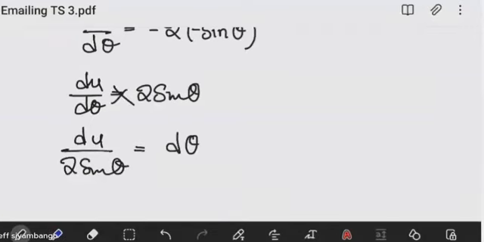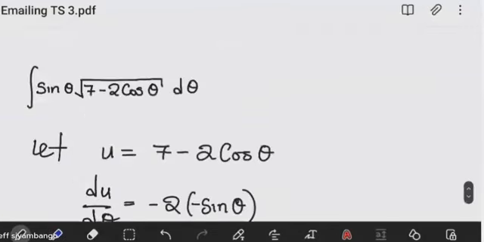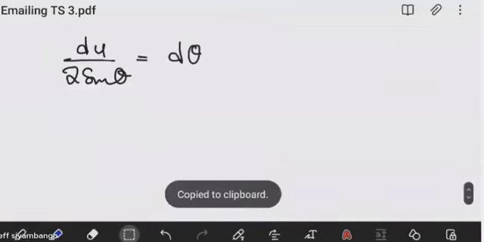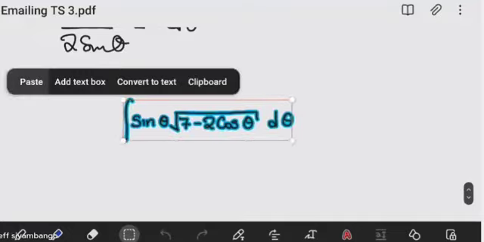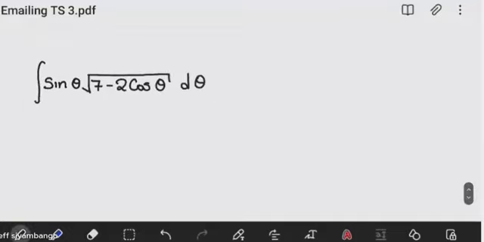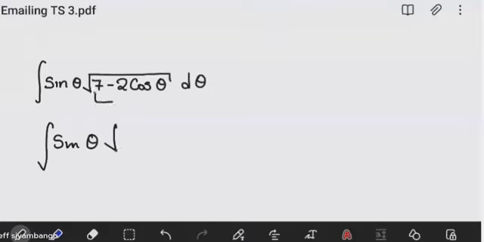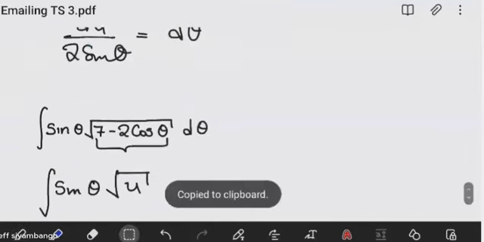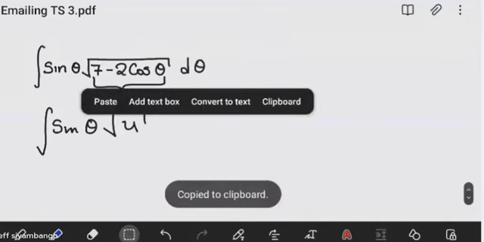Now, let's see if indeed our substitution works. The concept is that when you substitute u in the expression, the variable which was initially present must disappear. So here you have sine theta. This is root. Remember we said 7 minus 2 cos theta is u, so this is root u. But for d theta, we'll substitute it with this expression. So in place of d theta, we will put this.